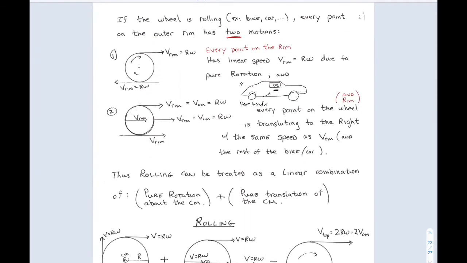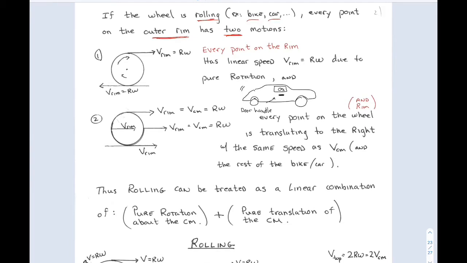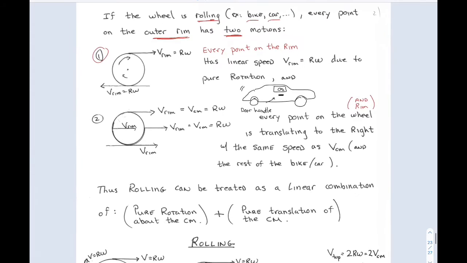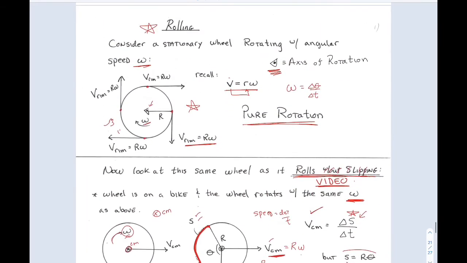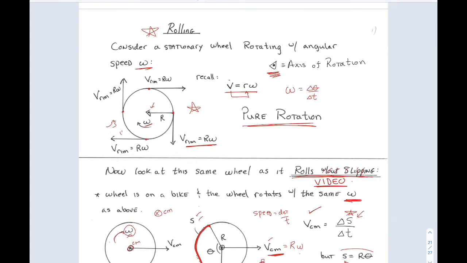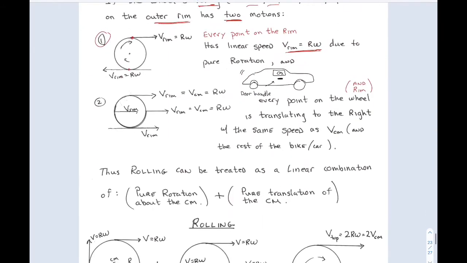So what that says is if I have a wheel that's rolling, like a bike wheel or a car wheel, every point on the outer rim is doing two things. Every point on the outer rim has two motions associated with it. So here's the two motions. Here I show the wheel rotating. Every point on the rim has linear speed r omega due to pure rotation. That was this picture. Every point on the rim has linear speed r omega because it's rotating.